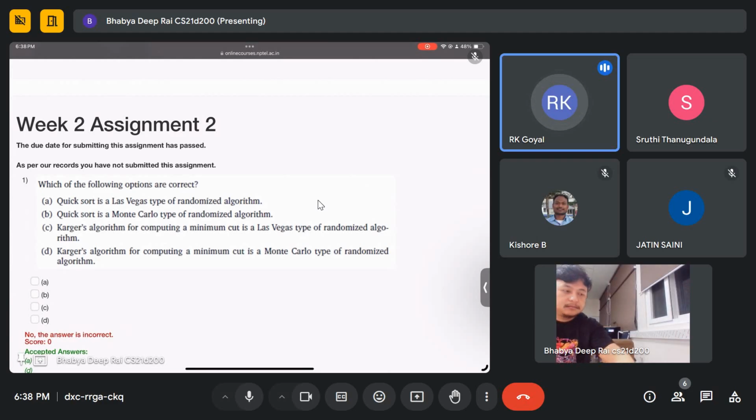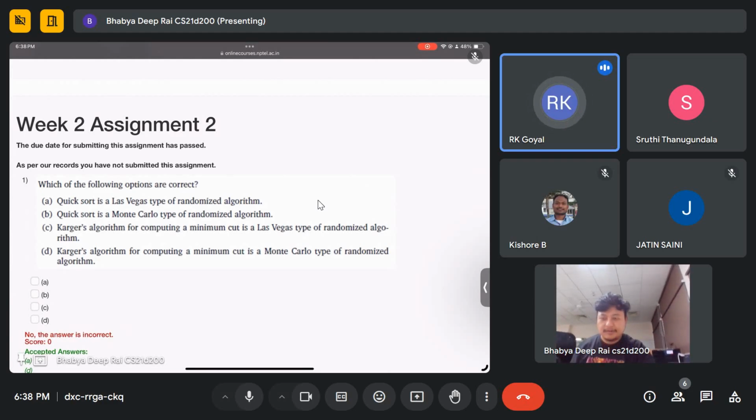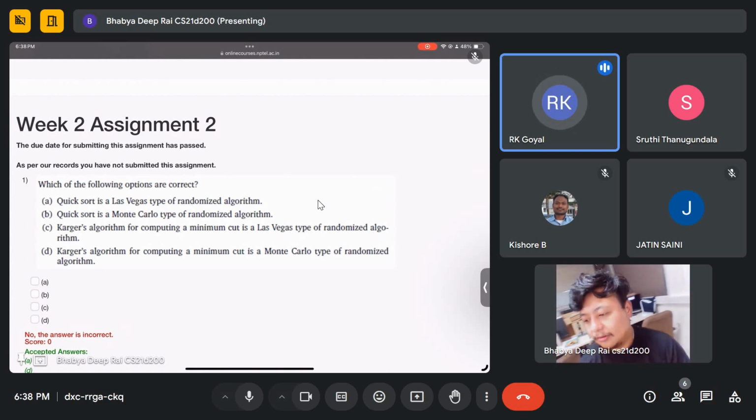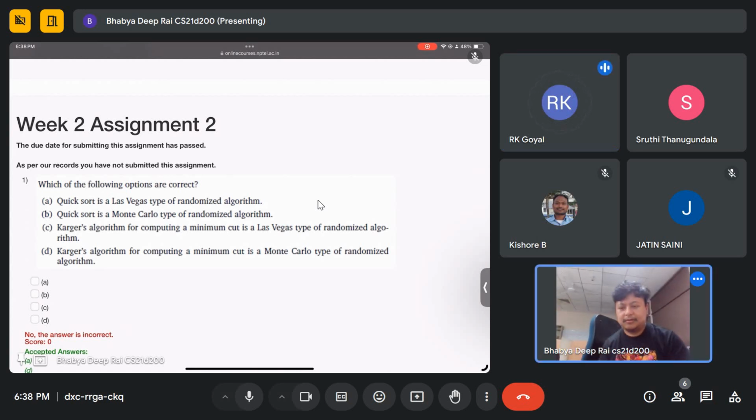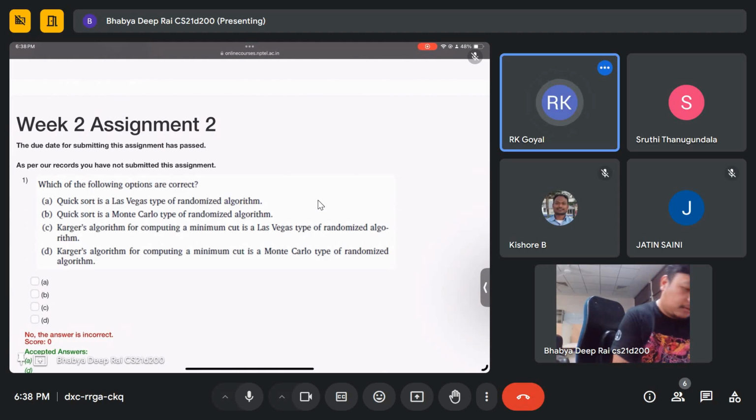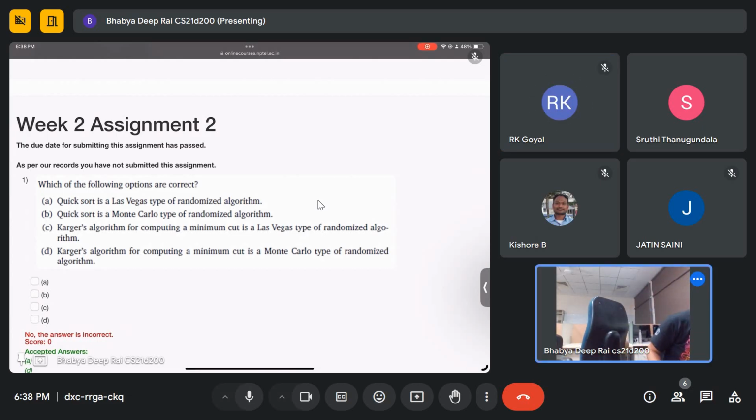A and D are correct because quicksort is the Las Vegas type of randomized algorithm. It will always give the right, correct output. And Karger's algorithm to compute the min cut had some error associated with it in giving the value. That's right. The answers are also exposed here, but yes, the reasoning is correct.